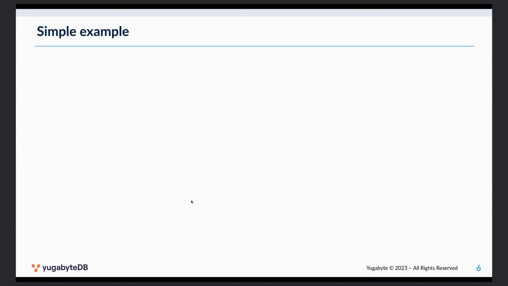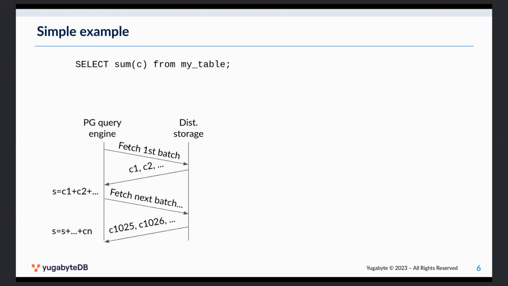So let's start with the first example, which is a simple one of a select sum from table. Without pushdown, you would ask the storage layer to fetch the first batch of values of the column C. So C1, C2, all these C values. And because of the paging size defaulting to 1024, we would have to ask again, so send another RPC to fetch the next batch of values, and so on until all the values are fetched. And on the query layer side, we would be accumulating and computing the sum.